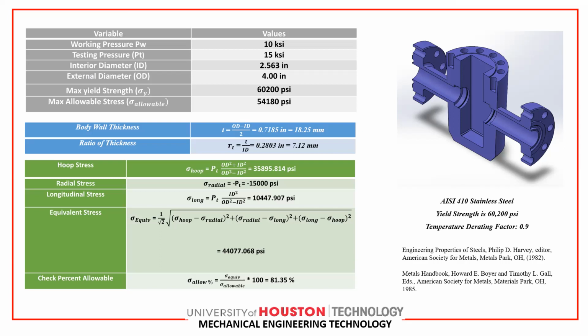The hoop stress is equal to the testing pressure times the OD square plus ID square, divided by the OD square minus ID square, which is equal to 35,895.84 PSI. The radial stress is exactly the opposite of the testing pressure, which is equal to negative 15,000 PSI.